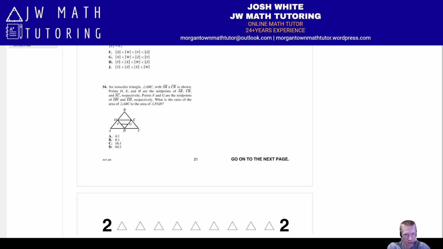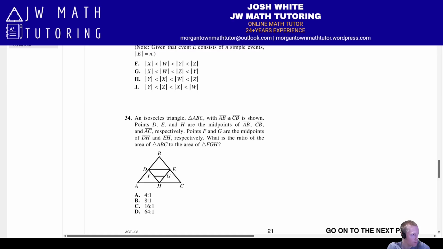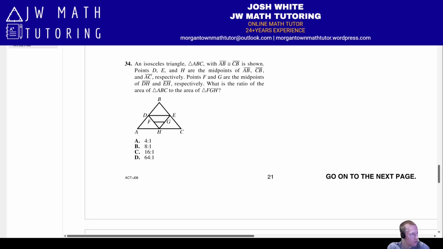Okay, next up, question 34. I'm actually going to zoom in on this one just because the diagram is pretty small here. So when looking at this one, you have an isosceles triangle, which is the overall large triangle. And then you have a smaller triangle inside of it here, DEH, and then an even smaller triangle inside of that, FGH. You're told that D and E and H are all midpoints. What that means, or how that helps you, is the following. You're also told F and G are midpoints.